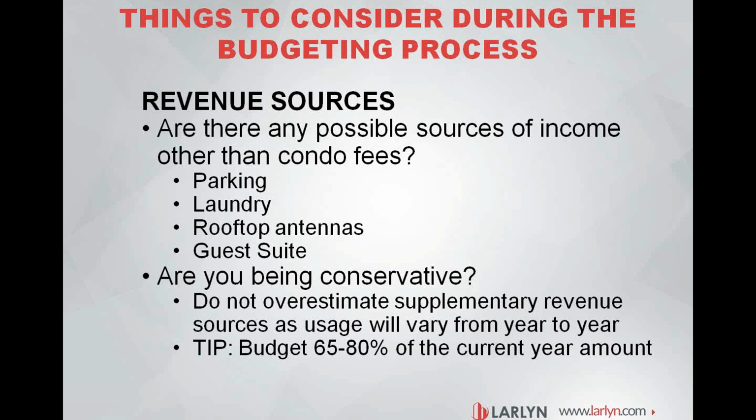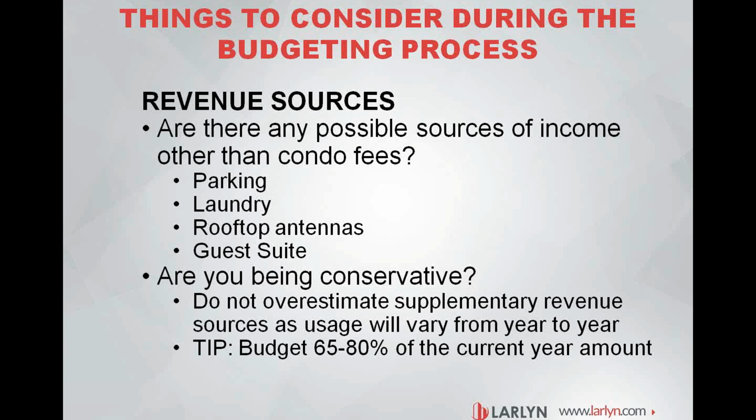You do not want to overestimate supplementary revenue sources, as usage will vary from year to year. So a rule of thumb we have is to budget for 65 to 80% of the current year's amount. The reason we suggest this is because supplementary income cannot be guaranteed.